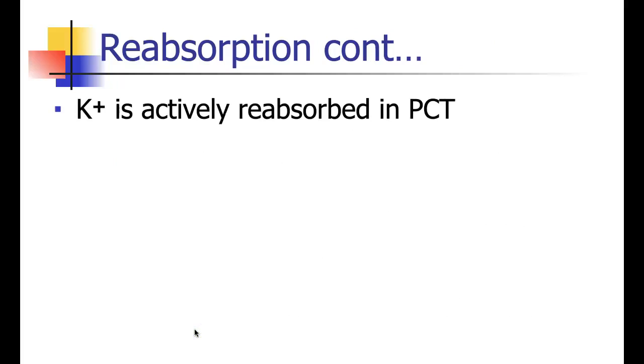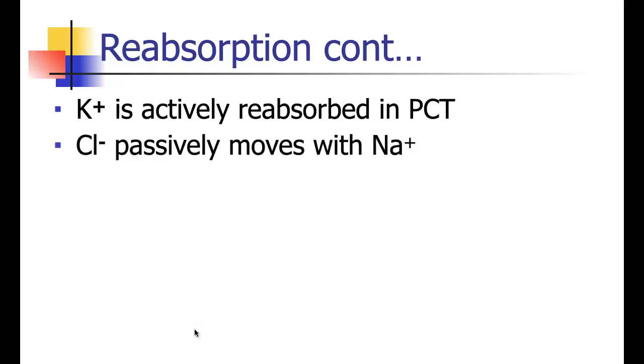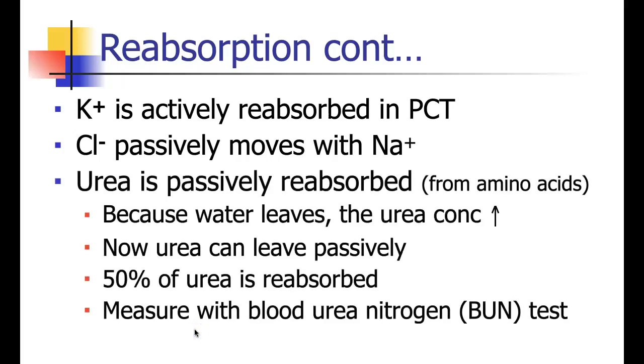Potassium is actively reabsorbed in the PCT, and chloride passively moves with sodium. Okay, so that potassium mechanism in the PCT is going to be a pump that's using ATP to actively reabsorb, and chloride is going to move passively with sodium.